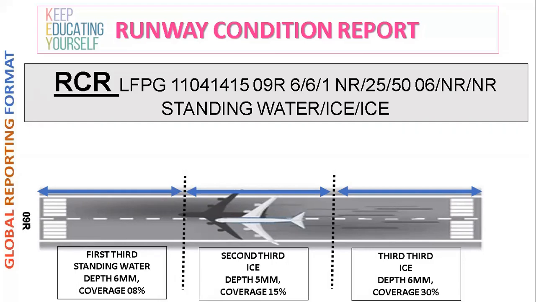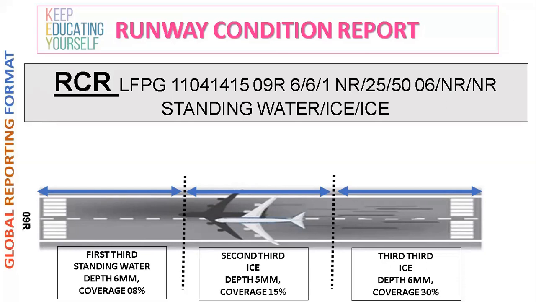This is the exception. I have told you, irrespective of what contaminant a runway third has, if the coverage is less than 25%, you don't see anything. You simply put runway condition code 6. So the first third and second third coverage is 08% and 15%. Even if it is 25%, including 25%, the runway condition code will become 6. So for the first third and second third, the runway condition code will come 6/6/.